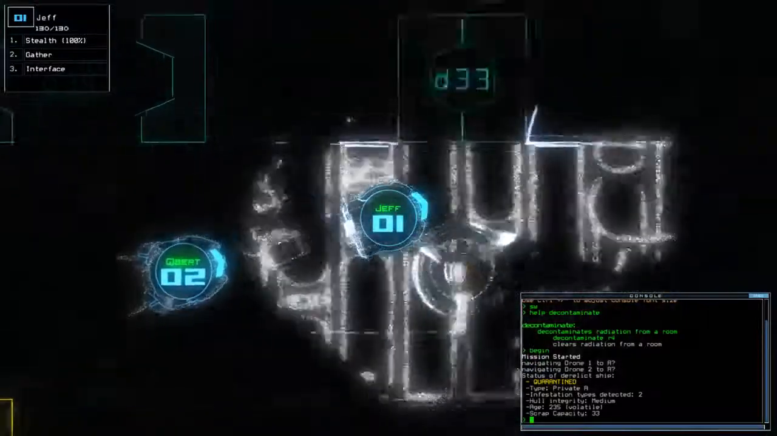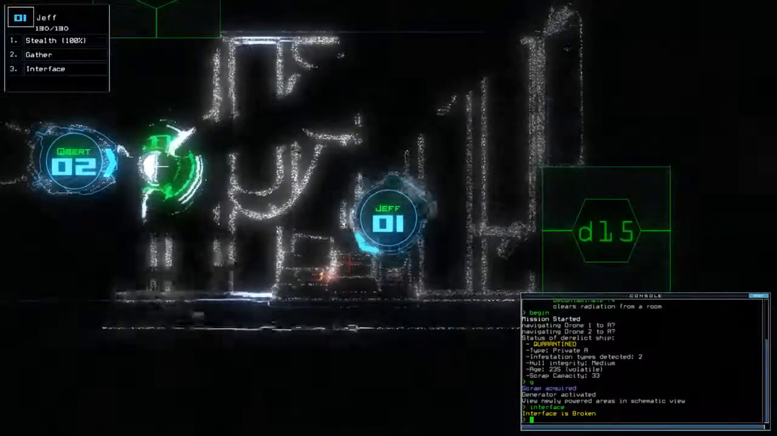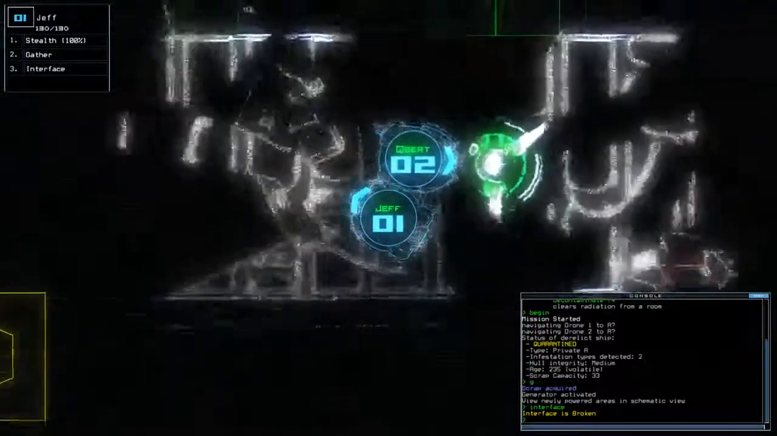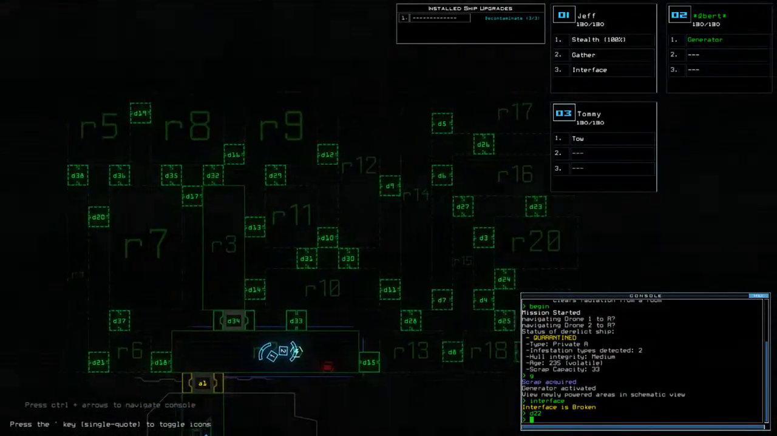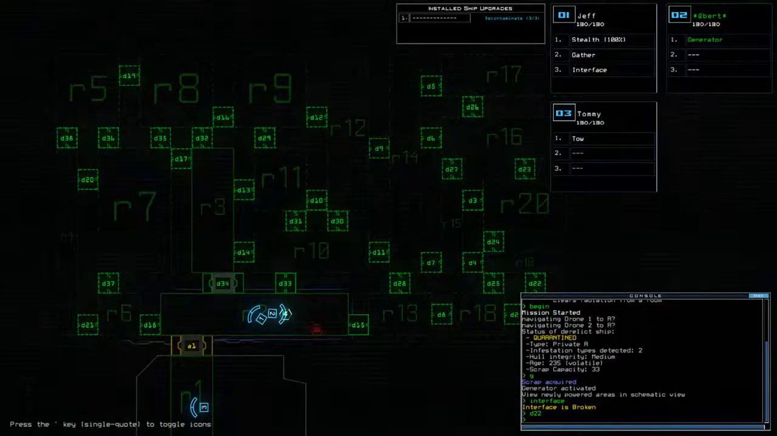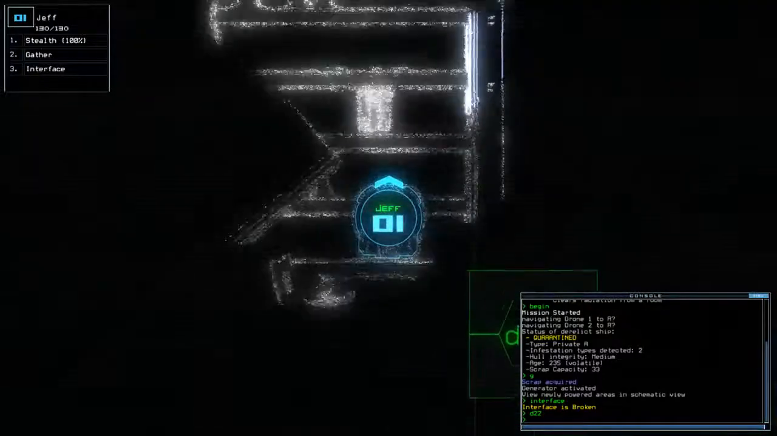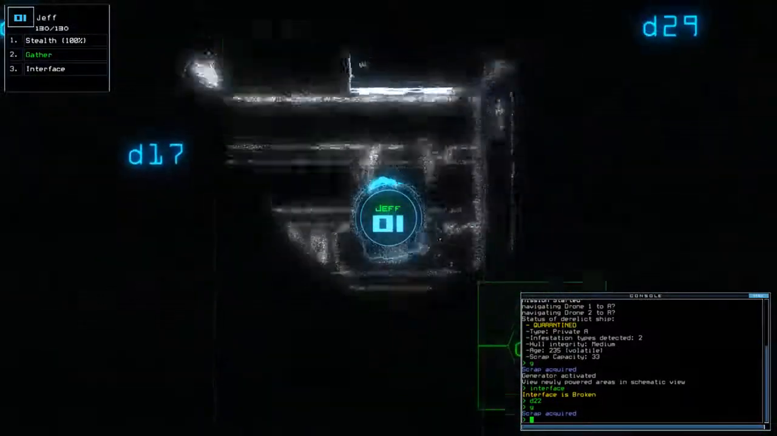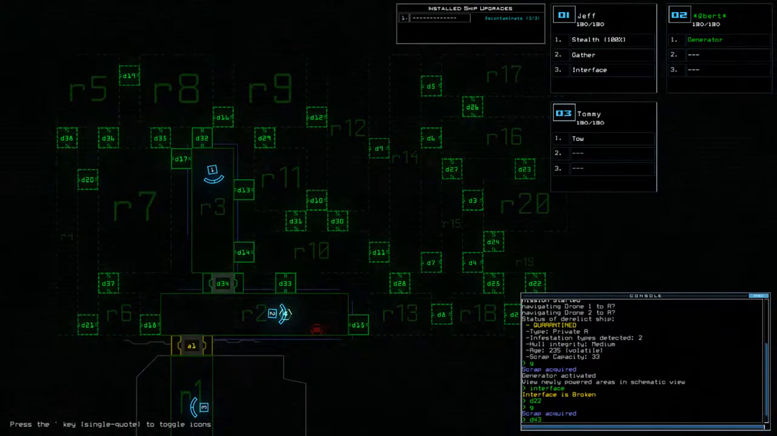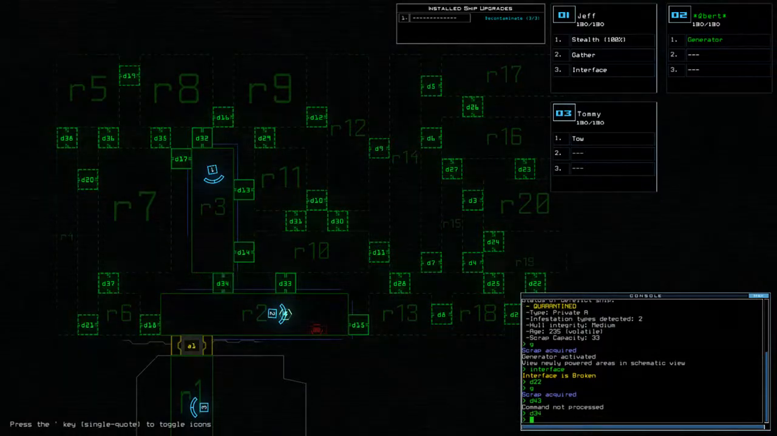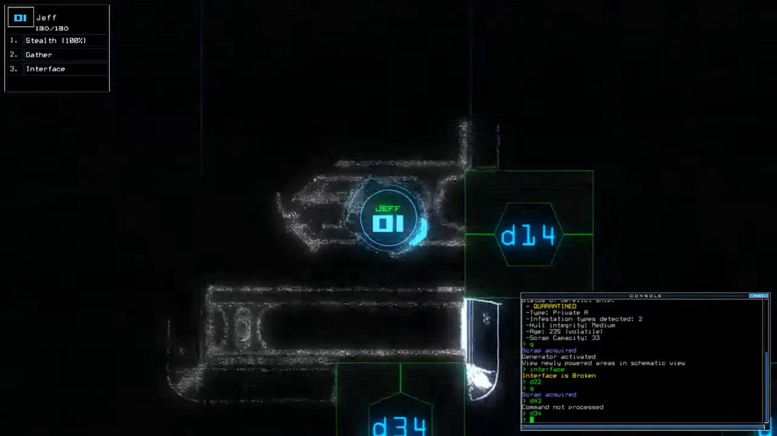We have two infestations. Interface is broken. Oh my goodness. This is a big ass ship, and everything is powered by one single generator. Fantastic. Okay. So. Let's begin, shall we? Let's start here.